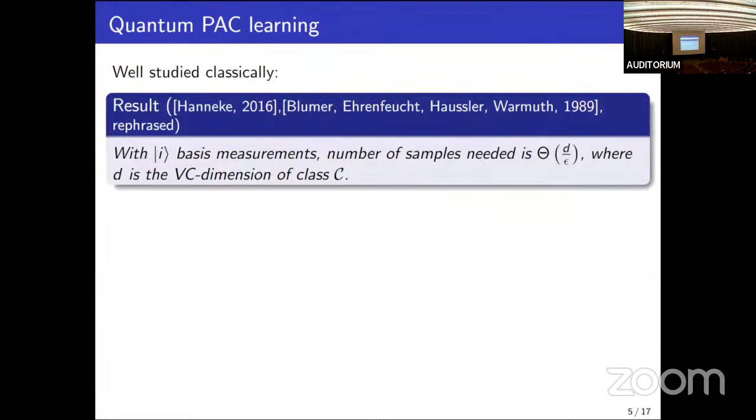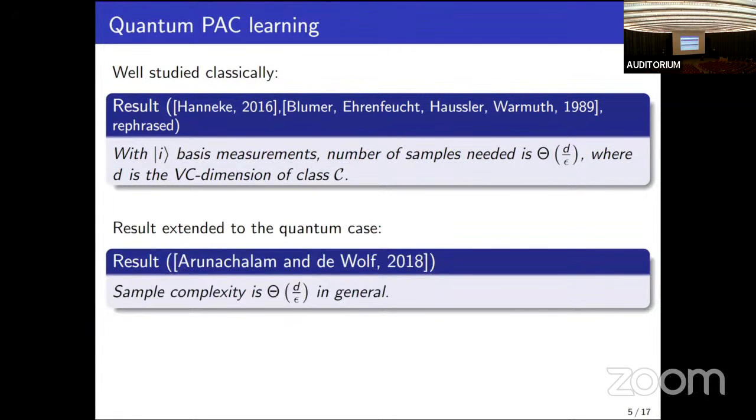So classically, this problem has been well studied. That is, if you restrict to computational basis measurements, then it is known that the number of samples required for this problem, that is, its sample complexity, is order of d over epsilon, where d is a combinatorial parameter of the function class C, known as the VC dimension. In 2018, this result was extended to the quantum case. That is, it was shown that even with arbitrary quantum measurements, you cannot do better than order d over epsilon.